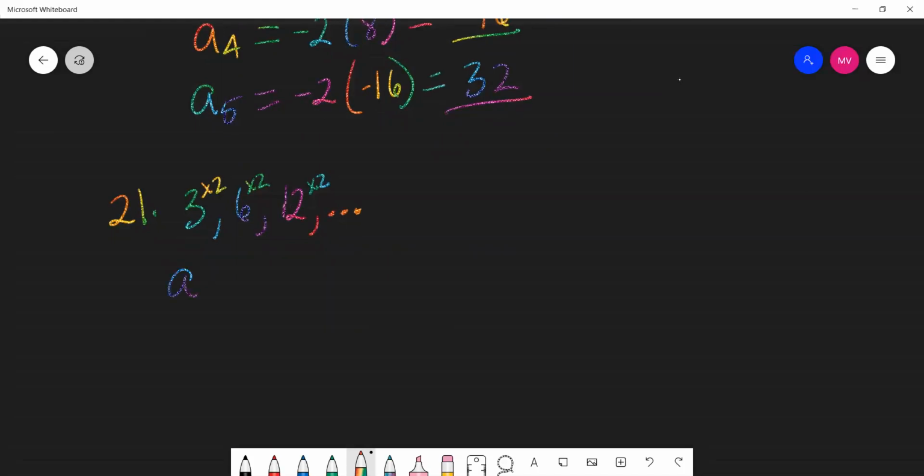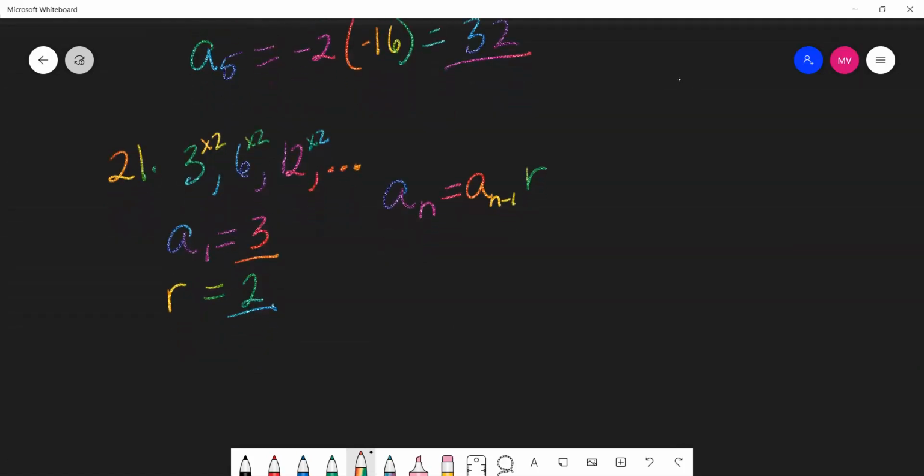So first let's define a1, which we know the term in position 1 is 3. And then because this is a geometric sequence, we need to define our ratio. And so your ratio is what you're multiplying by. So in this case, it's a positive 2. All right. The recursive formula is that the term at any position n is equal to the previous term times the ratio.